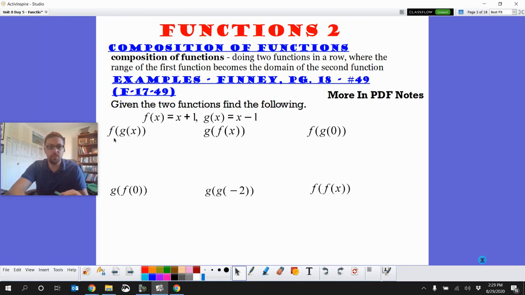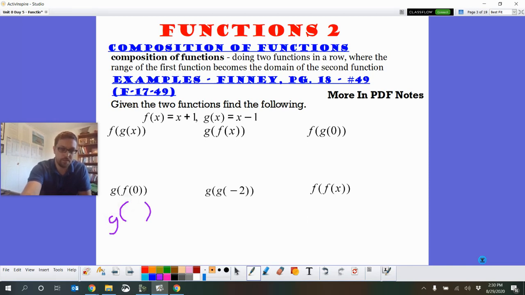If we wanted to figure out, I'm going to start here, g of f of 0. We start out with this middle piece and we figure out, okay, what is f of 0? Well, that's 0 plus 1. So that's just 1. So now instead of f of 0, we've got 1. And then you figure out, okay, what's g of 1? Well, then you shove a 1 right here, and 1 minus 1, that's just 0.